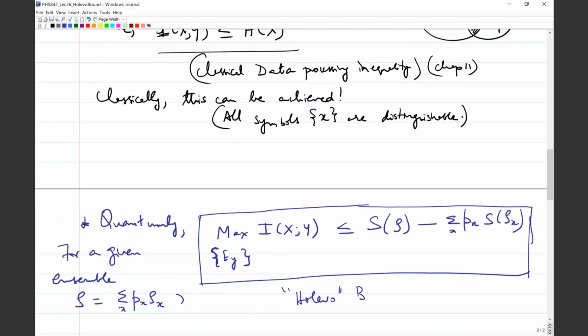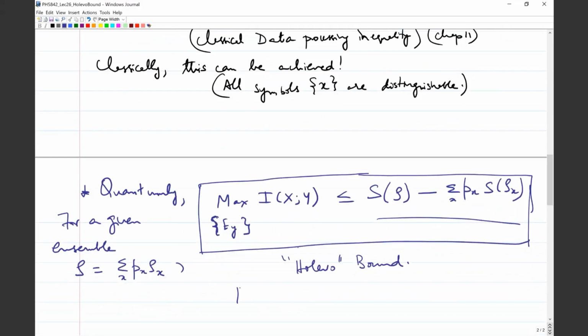This quantity on the right turns out to be an important quantity to associate with a given quantum ensemble because, like I said, it is capturing the information carrying ability of that ensemble. So this is given a name in itself. It's often called the Holevo chi quantity associated with an ensemble. This is S of rho minus.